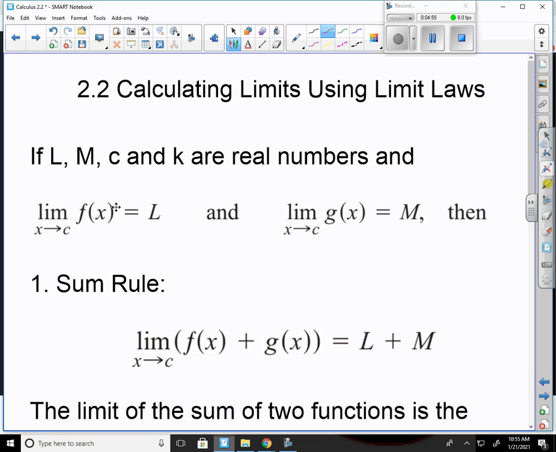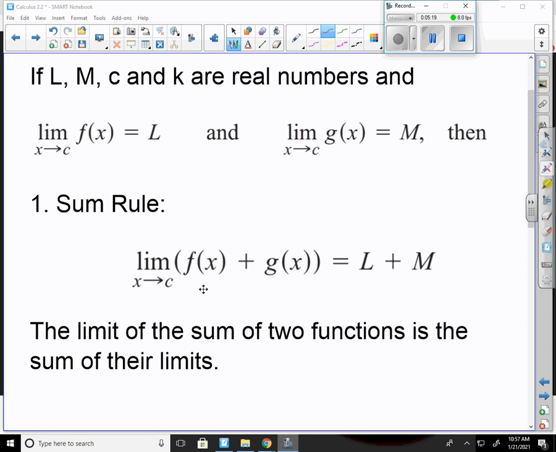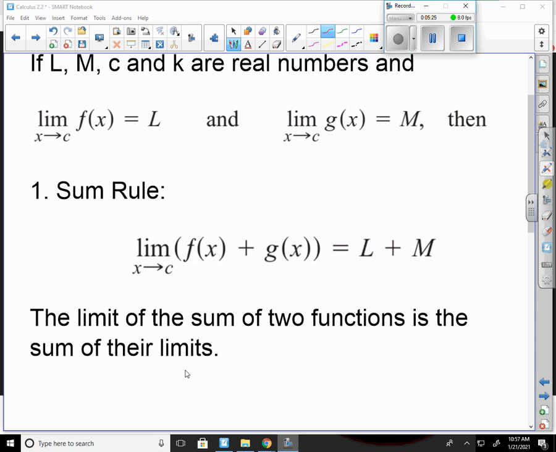and I took the limit of f of x and got L, and I took the limit of g of x and got M. Then if I add those two functions together, the limit of those two functions combined is just their limits combined, L and M. So it'd just be L plus M, giving me my new limit. And so, simply put, the limit of the sum of two functions is the sum of their limits.